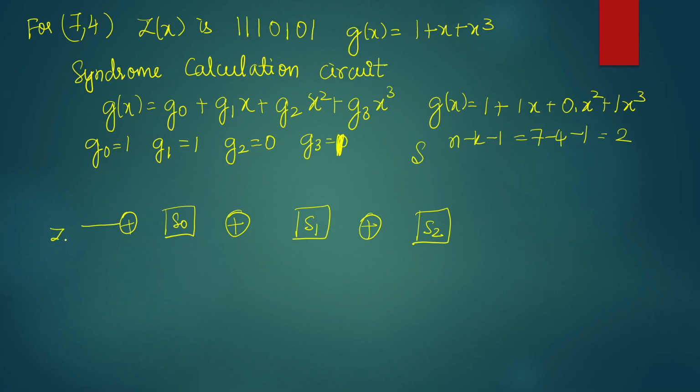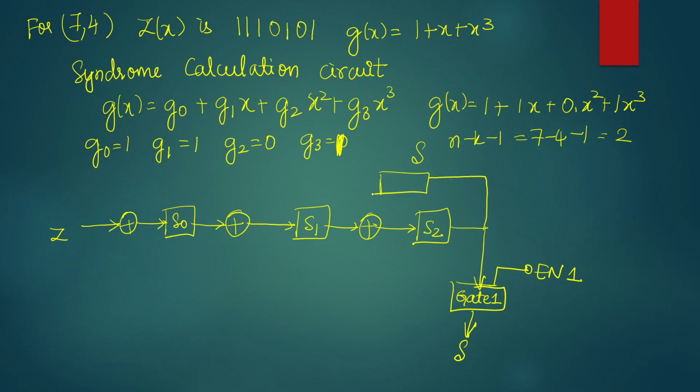We are going to feed the Z to the first modulo 2 adder, send it to S0, and then pass this along. The output of the syndrome is obtained to figure out the error polynomial later on. So we obtain it through a gate. We'll tell you why this gate is used later on. This is enable 1, and we are going to do some other operation. For that we need another gate, which is gate 2. We'll again tell you why this is so, and through this gate I am going to feed the coefficients of the generator polynomial.